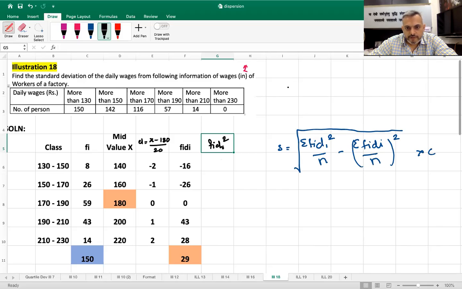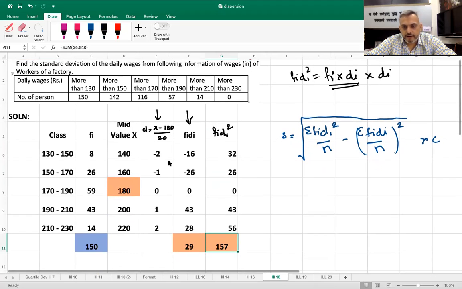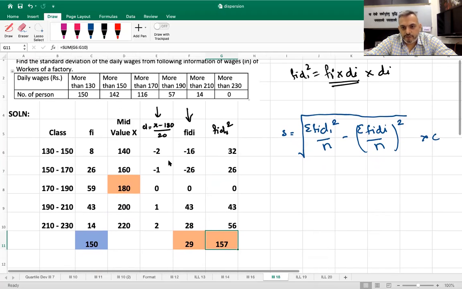I'll just show it to you over here. See, FiDi square is equal to Fi into Di into Di. Now you already have Fi into Di over here, so when you multiply this with Di, you will get FiDi square. So let's calculate it. FiDi into Di, you can see the highlighted cells over here. And the total, 157.